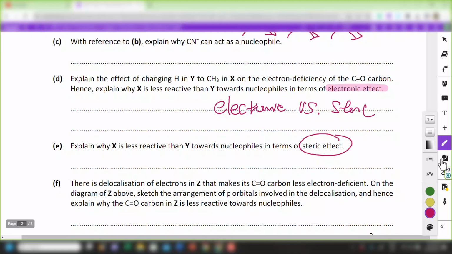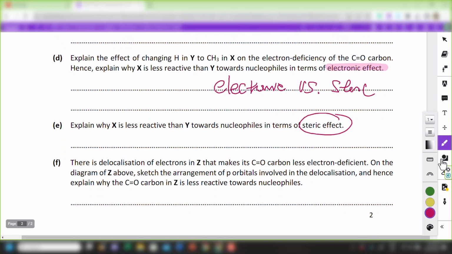Electronic effect has got to do with the nature of the groups bonded to the center, and how it affects it. Is it going to donate electron density towards it, or is it going to withdraw electron density away from it? And then steric has got to do with the bulkiness of the groups that surround that particular center we are interested in. Is it going to repel the incoming nucleophile or electrophile, or is it going to make it easier for the incoming nucleophile or electrophile to approach?